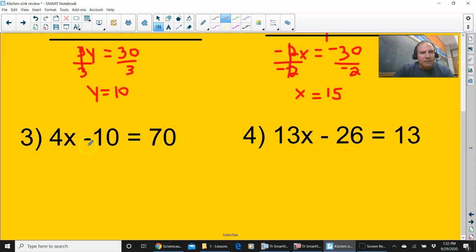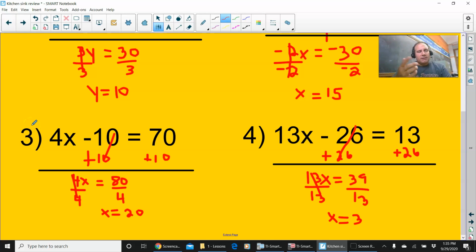So we have right here, this is 4x minus 10 equals 70, and 13x minus 26 equals 13. If you want to try those problems right now, you could press pause and try those problems, and then press play when you're finished and see if you have the answer. Press pause now.